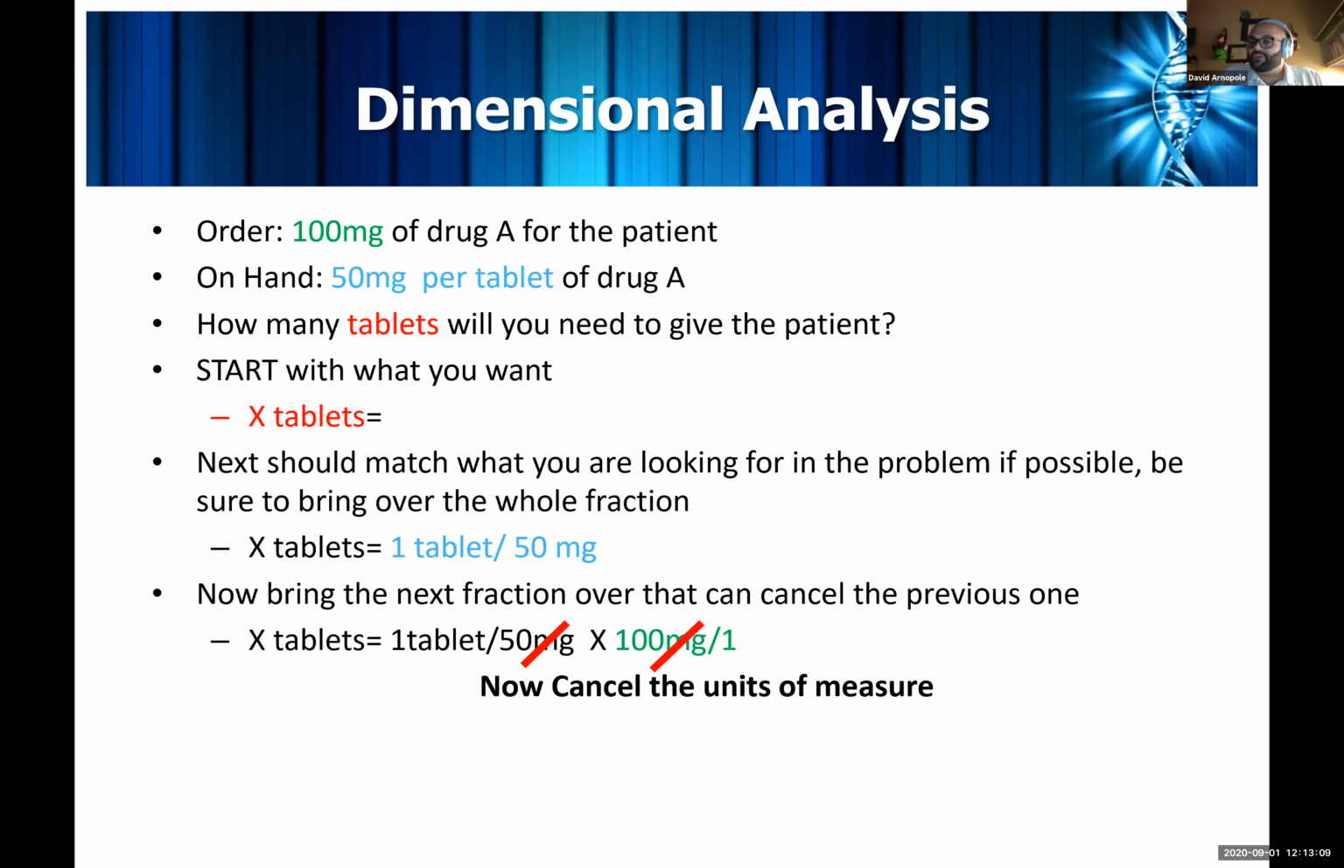Before I go any further, now that I've canceled, what do I have left? I need tablets on the left. All I have left for suffixes is tablet on the right. So now I know I don't need anything else in the equation, and I can multiply across and divide. So 1 tablet over 50 times 100 milligrams, but I got rid of those. So I have 100 tablets over 50, which gives me 2 tablets.